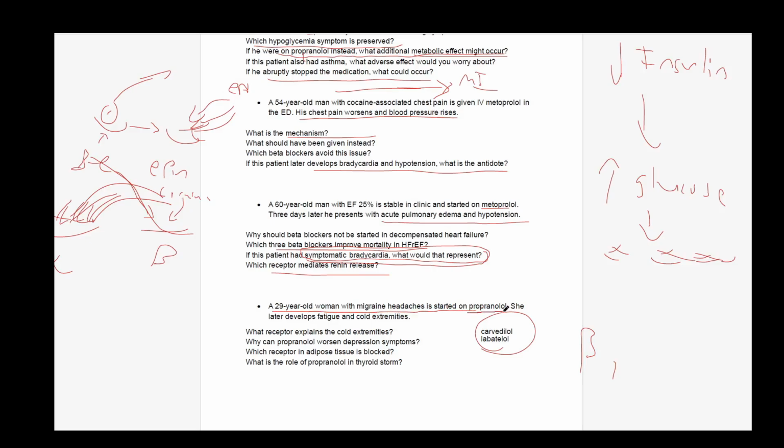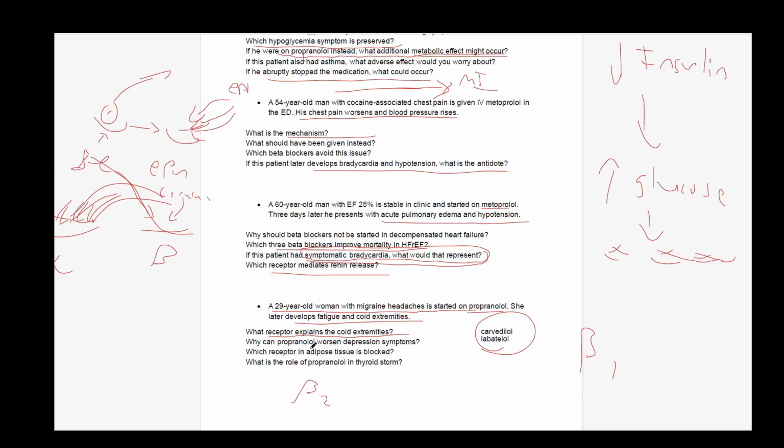She started on propranolol. She develops fatigue and cold extremities. What receptor explains the cold extremities? This is going to be beta 2 receptors. This is why in patients who take non-cardioselective beta blockers, they can end up with Raynaud phenomenon because the blockade causes vasoconstriction in those extremities, and it leads to cold extremities and worsening symptoms. And then spasms usually too.